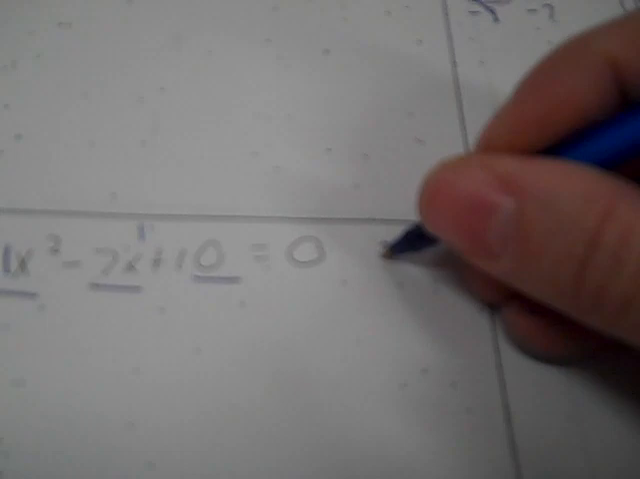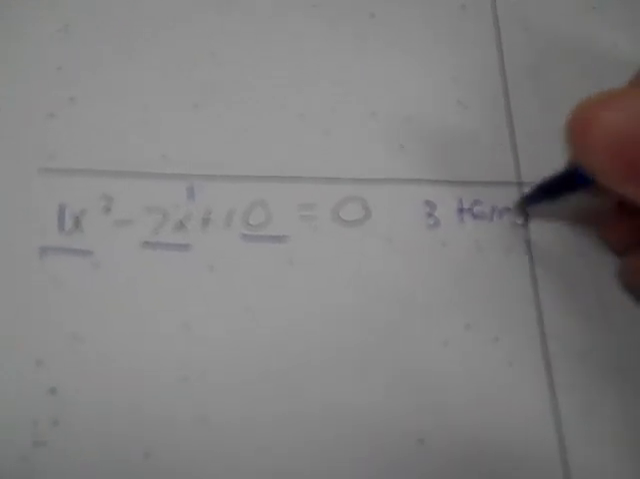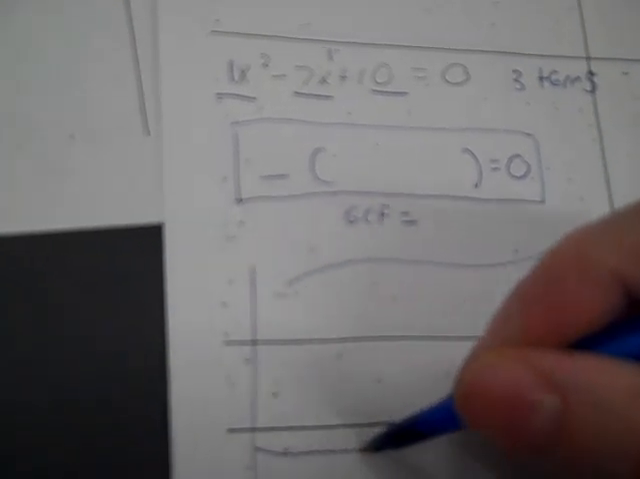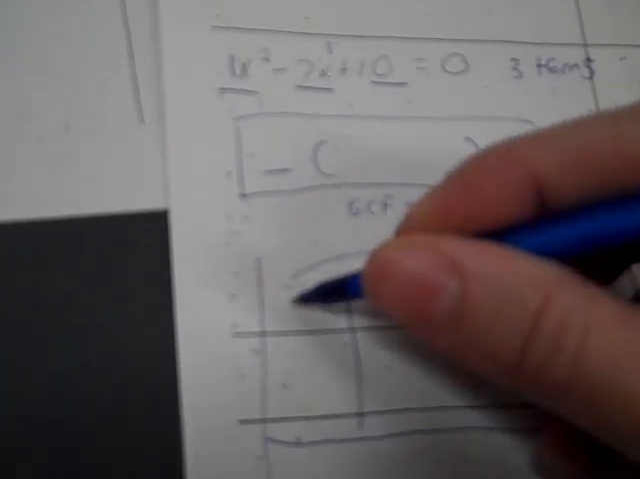So I underline how many terms. Now, this one up here had 2 terms. This one's got 3. So with 3 terms, we start the same way as if we had 2 terms, with the GCF. And then we have to make a second box, a pretty big box, so I can do my t-chart. So here's the t-chart.